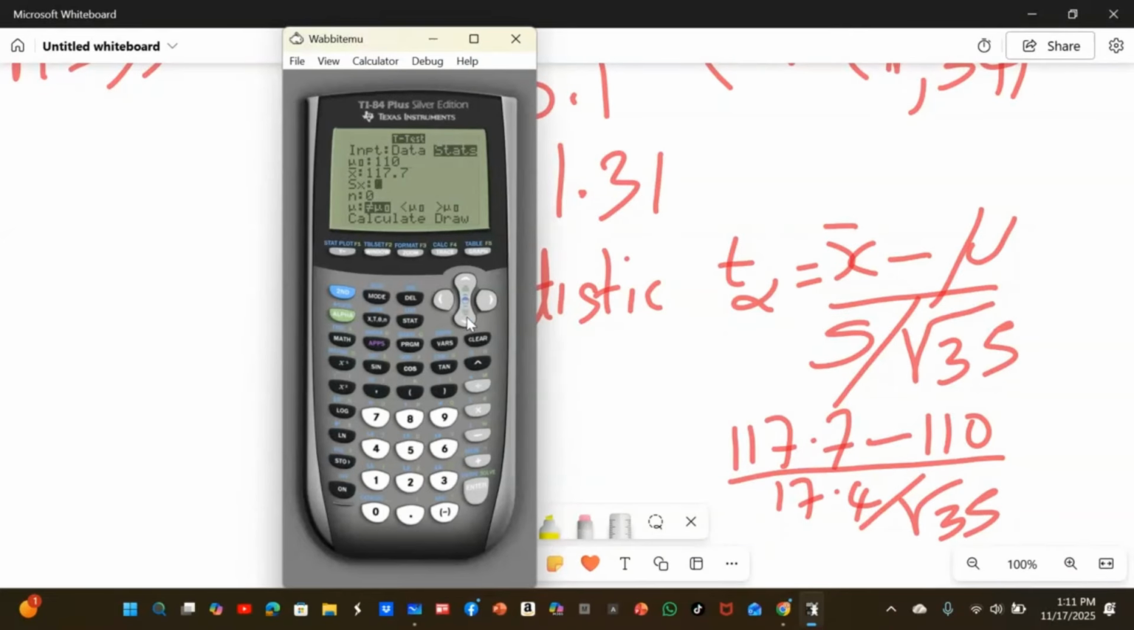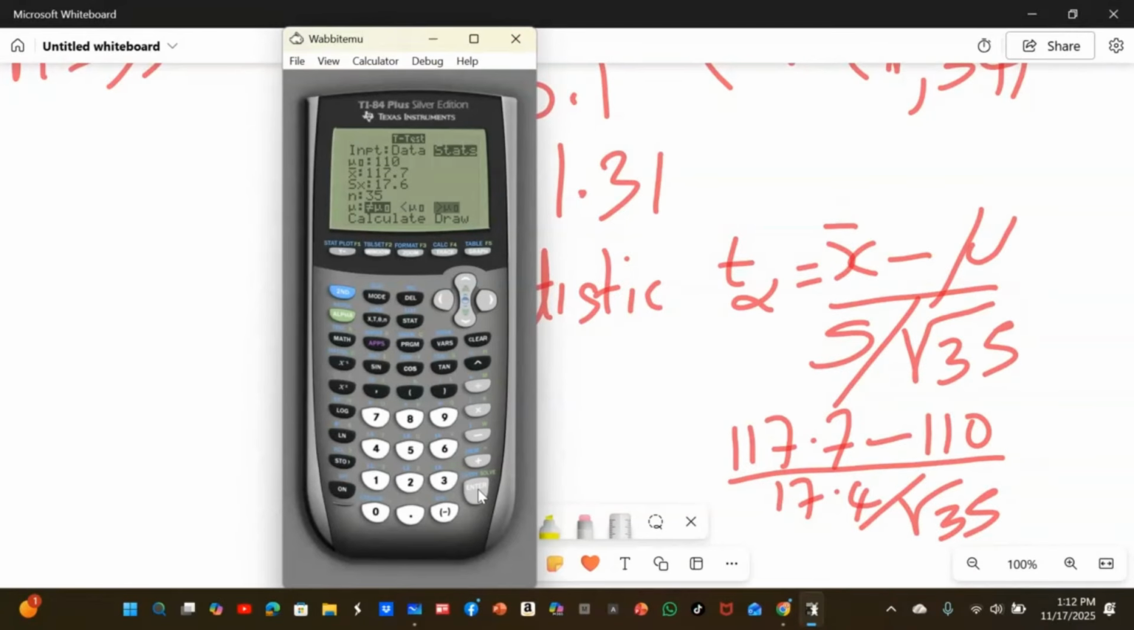And the standard deviation is 17.4, given to us. And what is the sample size? 35. What kind of test am I doing? I'm doing a right tail test.